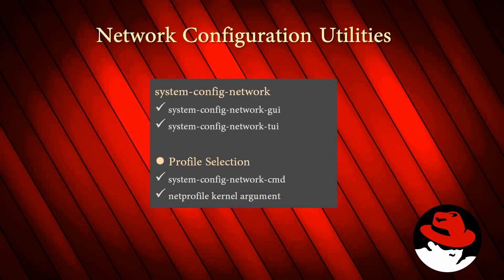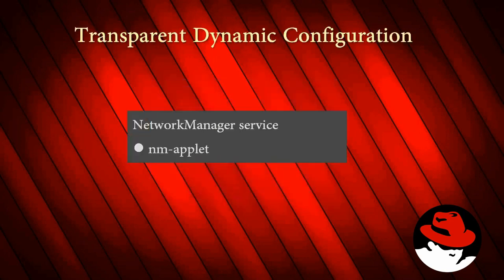The network configuration utilities could be used with system-config-network, which is a GUI utility where you can monitor these things. For profile selection, system-config-network-cmd and the netprofile kernel argument could be used here. You can use transparent dynamic configuration using the NM applet. It is used to list the profiles managed through this.